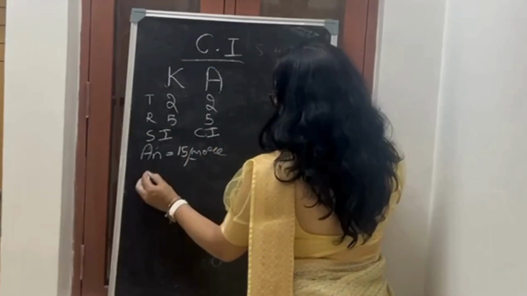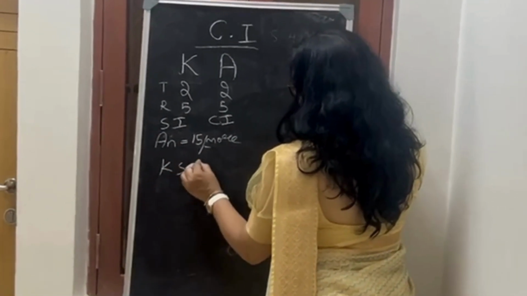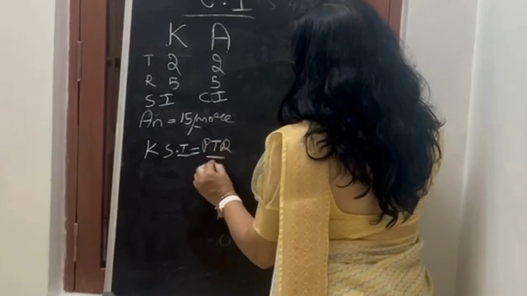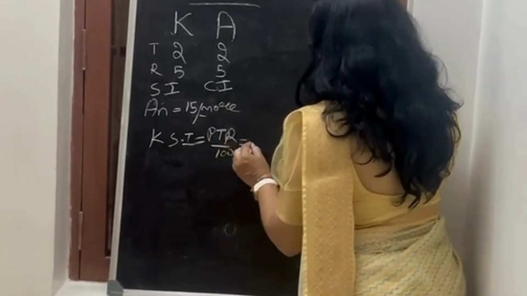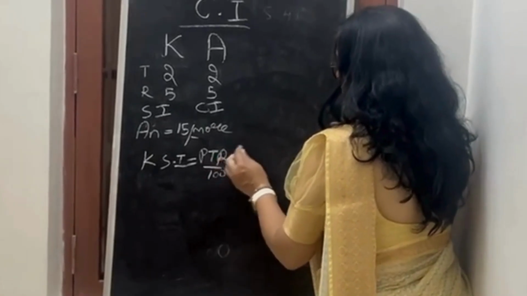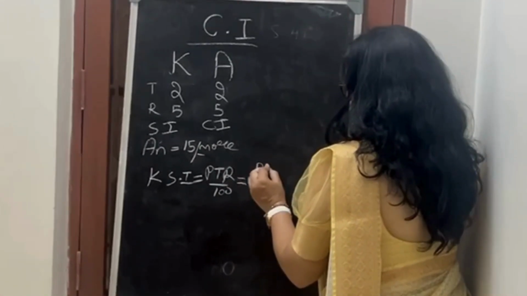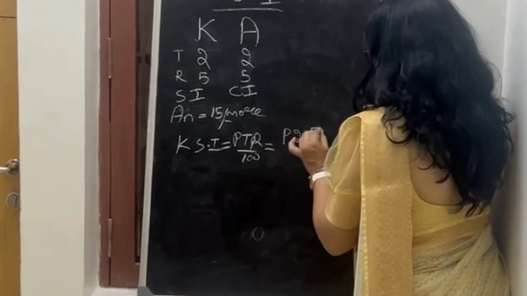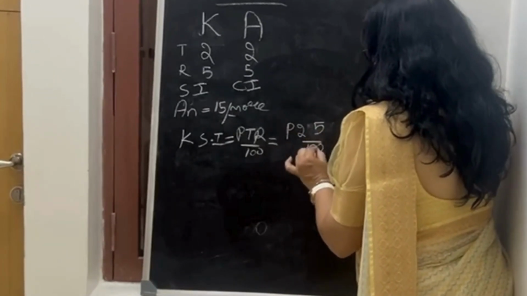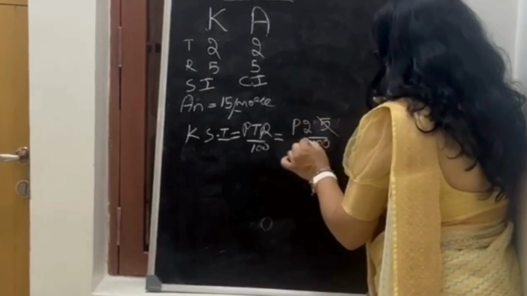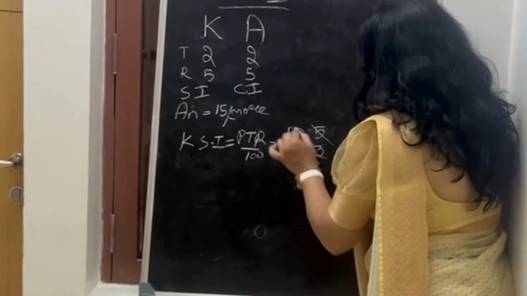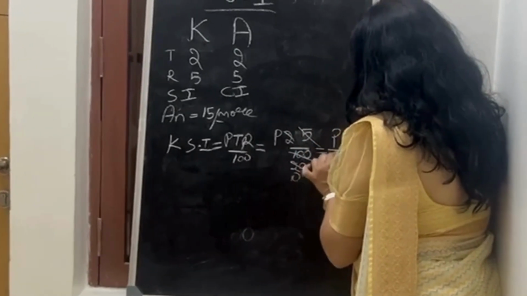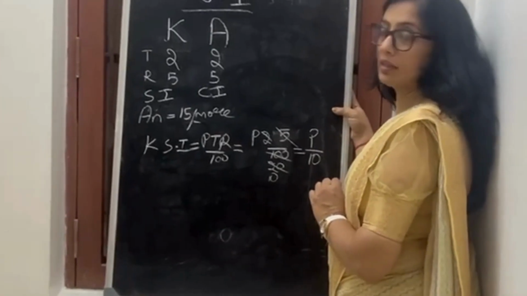So what I will do is, first Kamal gave for simple interest. So what is the simple interest formula? PTR by 100. So it will be P into 2 into 5 by 100. So when I solve this, 5 ones are 5, 20s are... it is 10. So my final answer will be P by 10. Okay. What is SI of Kamal? It is P by 10.